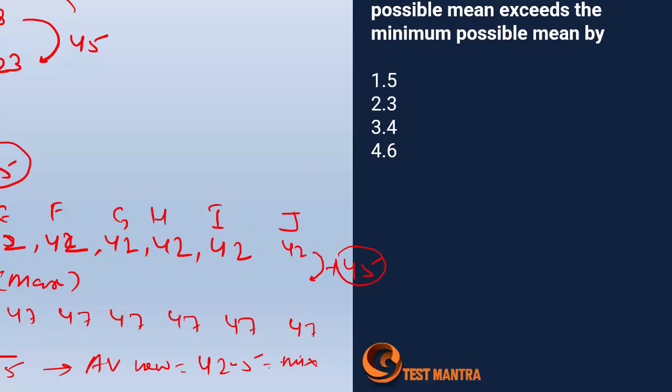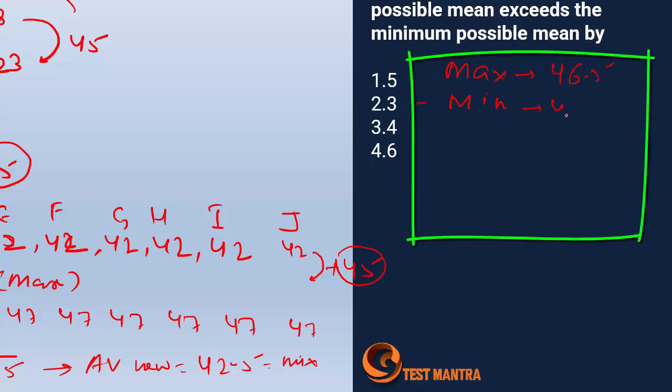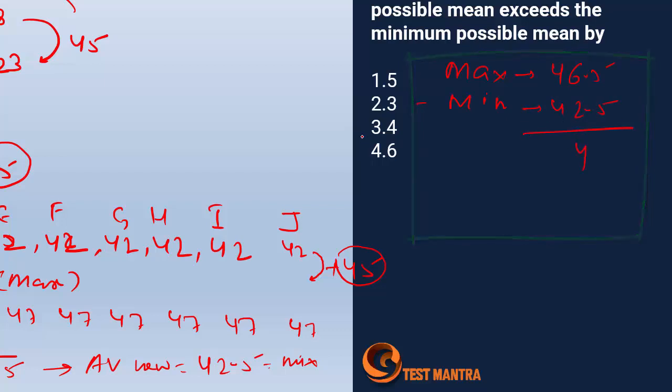And what they have asked? They have asked the difference between maximum and minimum. So maximum is nothing but 46.5 and this figure is 42.5. The difference is nothing but 4. My answer is supposed to be nothing but 4.